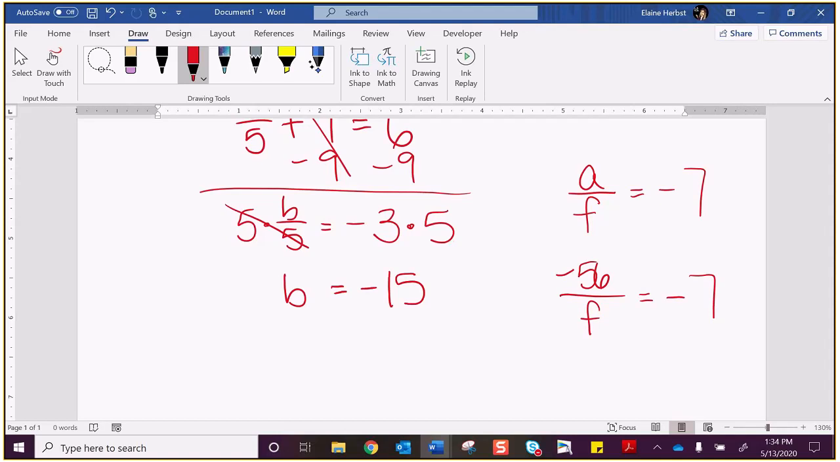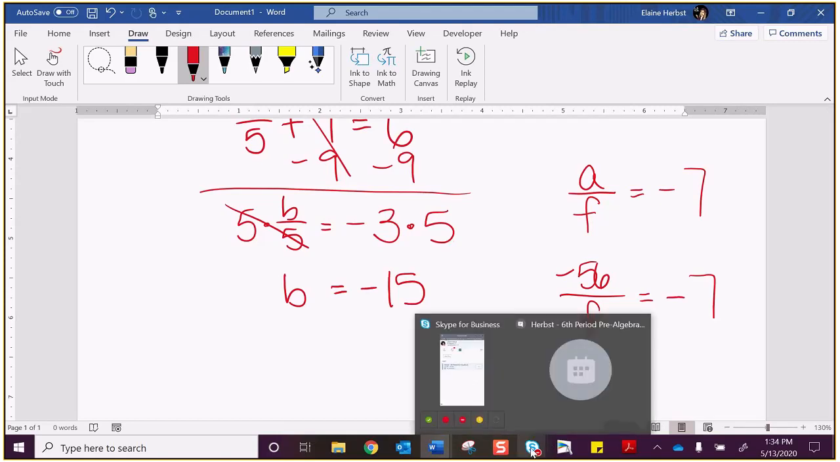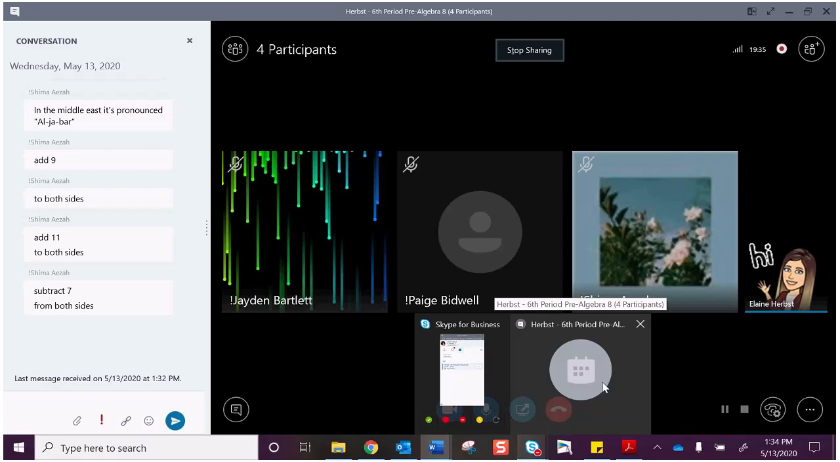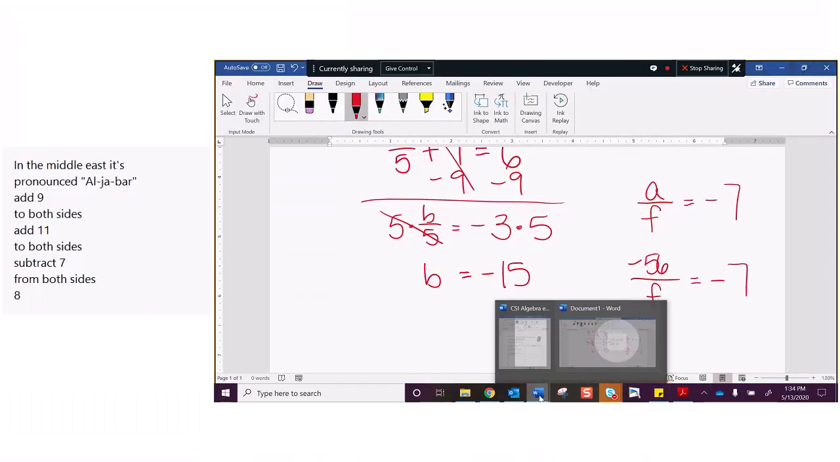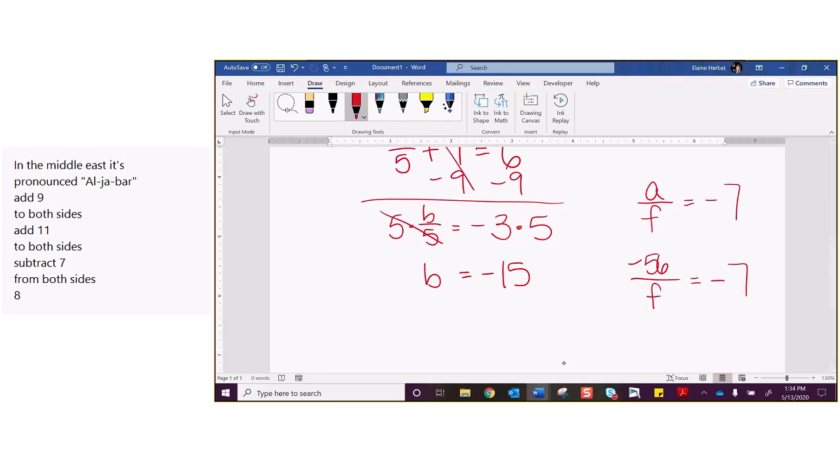What do you divide negative 56 by to get negative 7? Well, it's got to be a positive number, right? Because a negative divided by a positive is a negative. And 56 divided by what is 7? What are your multiplication facts? 7 times what is 56? Anybody know? Nobody knows. Grab a calculator. 56 divided by 7, that's the other way you could do it. But the answer here is 8. So f equals 8. Negative 56 divided by 8 is negative 7.